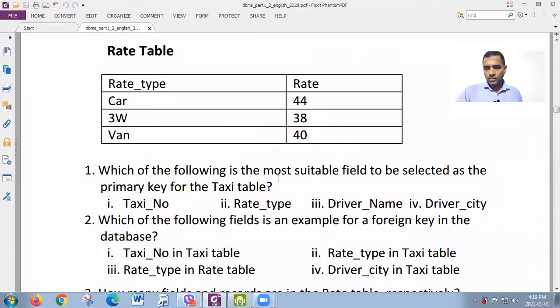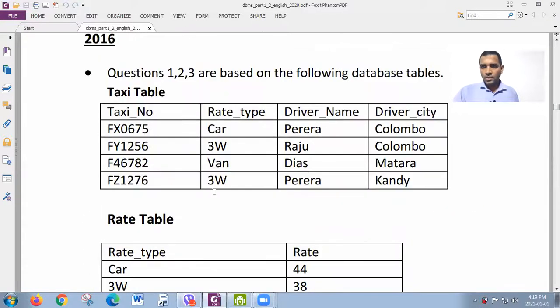Which of the following is the most suitable field to be selected as the primary key for the taxi table? Okay, so primary key for the taxi table, I hope that it's too easy, because the other fields are very simple to avoid, right? So you can understand. So here this has taxi details. Look at the table name. So it is taxi table. So definitely it has taxi details.